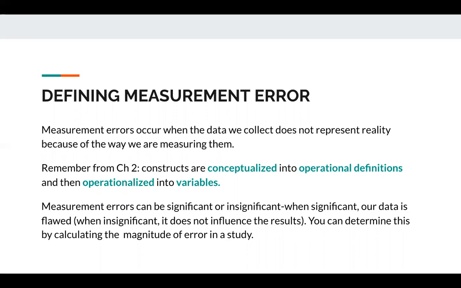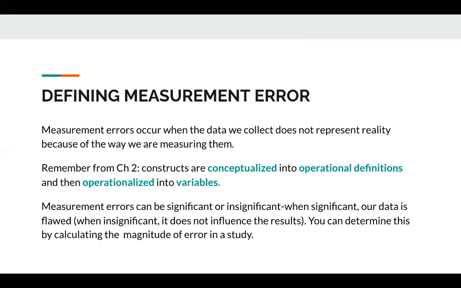And so measurement error in particular is what happens maybe when we operationalize our constructs in such a way that we aren't measuring what we think we're measuring. We're not really getting at what we're trying to get at. And so this doesn't always have to be a big deal, and your book emphasizes this. They note that measurement errors can be significant or insignificant.